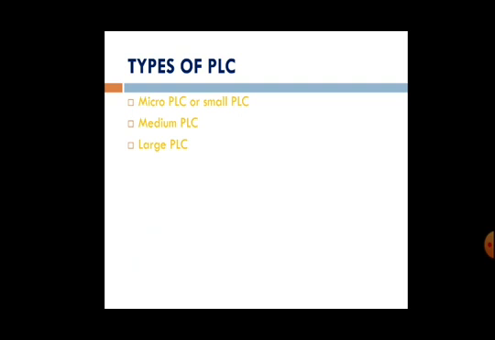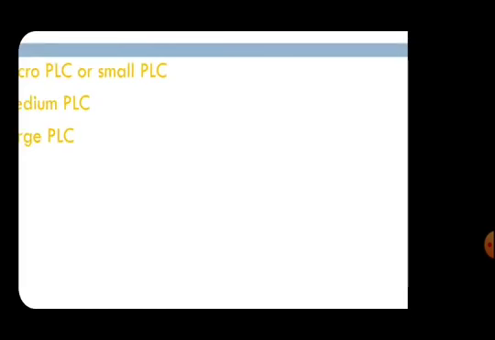Now third one is large PLC. So large PLCs are the same in size as medium PLC, but their input output capacity is more and they are used for large control systems. CVM1, Omron, Siemens S7400 are examples of this type of PLC. It means large PLC. Okay, so this is all about the types of PLC.